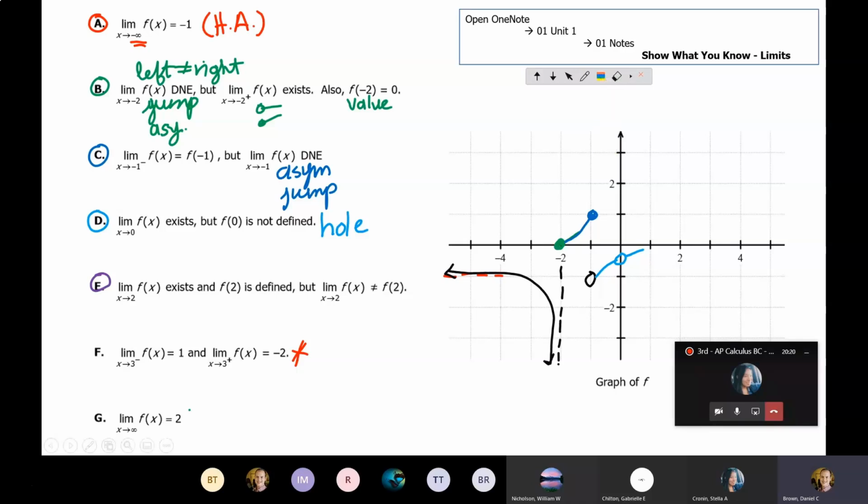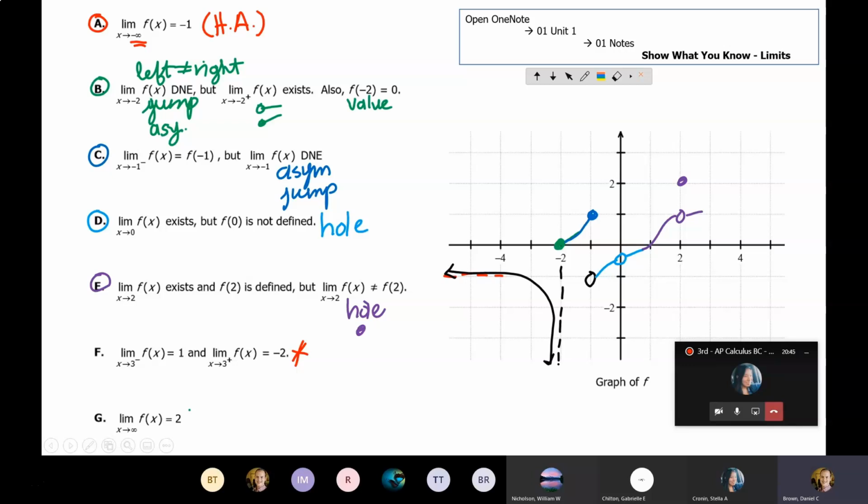The limit at 2 exists and f of 2 is defined, but the limit does not equal the value. So this is another hole, but it's going to be a hole with a filled in circle either above or below it. And that was at 2. Doesn't matter where I put it. I'm going to put my value up here. So there's my hole. Again, I have from the left and the right existing.